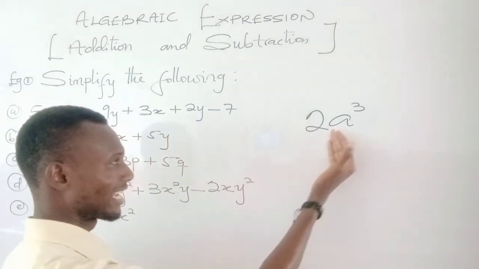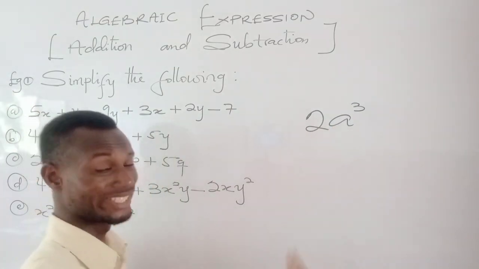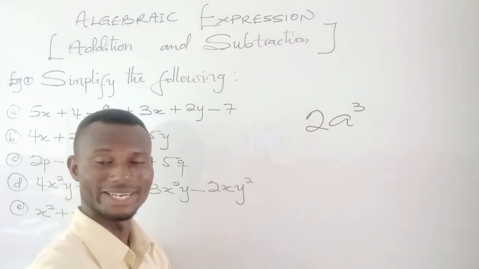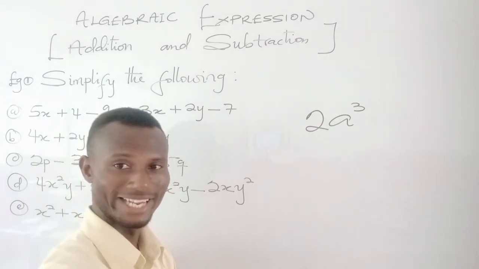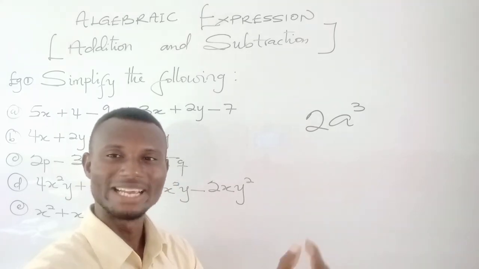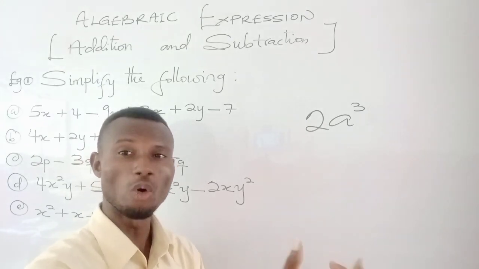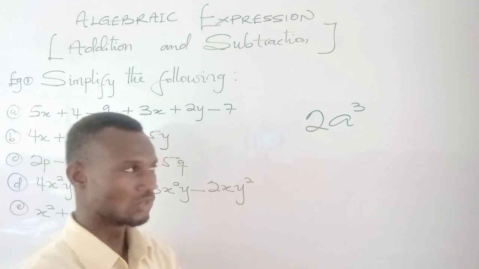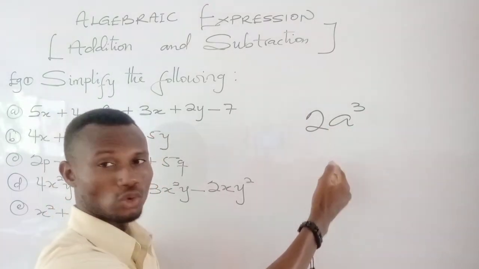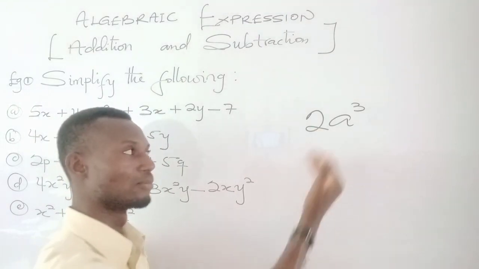Okay, so let's start with the number which is in front of the variable a. So we have 2, which is in front of the variable a. So that number is called the coefficient. Anytime you have any given number in front of a variable, that number is called the coefficient of that variable. So in this case, we can see that we have 2, which is in front of the variable a. So the 2 is called the coefficient of the variable a.